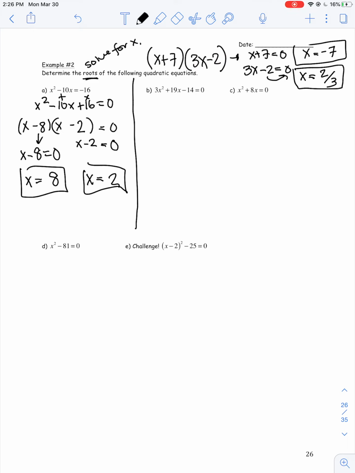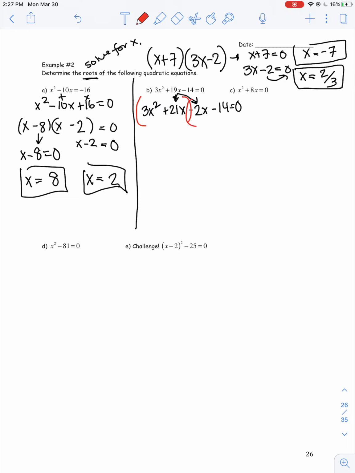And finally, decomposition. If you want to use that one, you can. So I'm going to write 3x squared. Remember, we still have to multiply your first and last and then add up to the middle. And we found that the numbers were 21x and minus 2x. So we're going to rewrite that 19x with the two numbers that still add up to it, but are multiples of the 3x squared and the negative 14. So the 3x squared and the negative 14, they did multiply to that. So that's where we get that from.